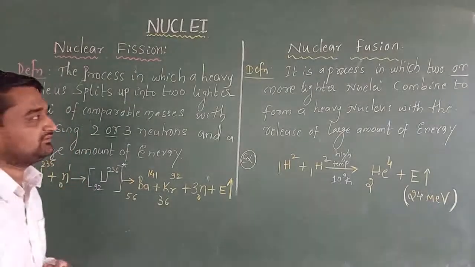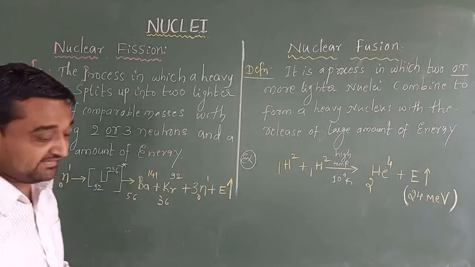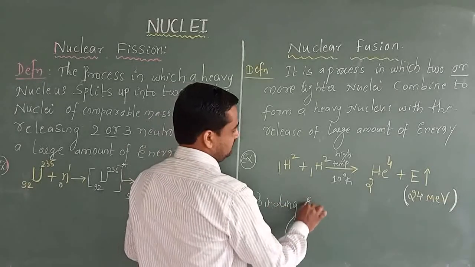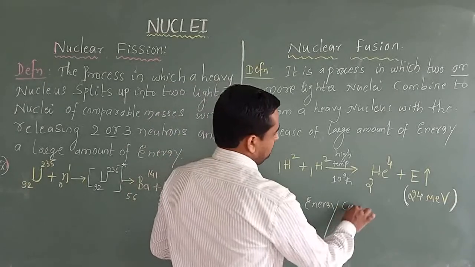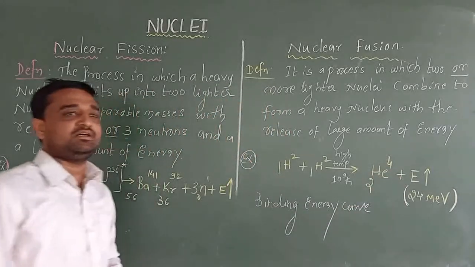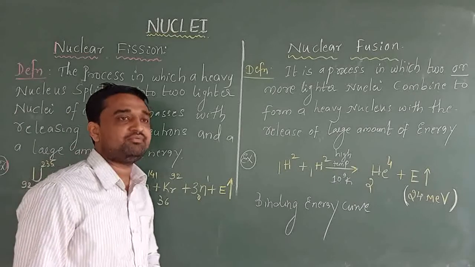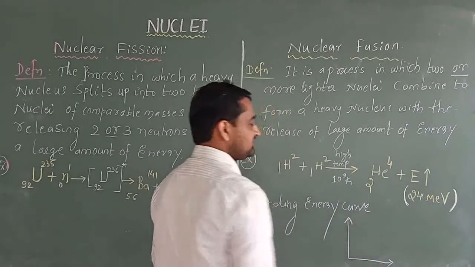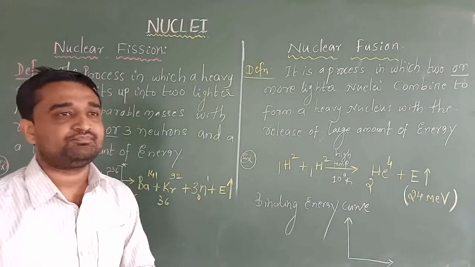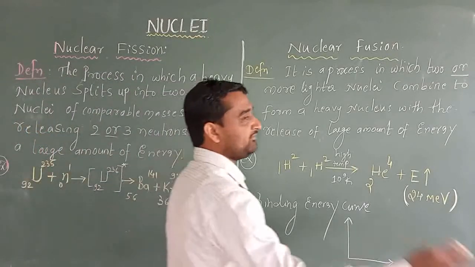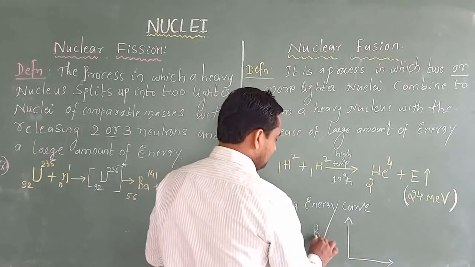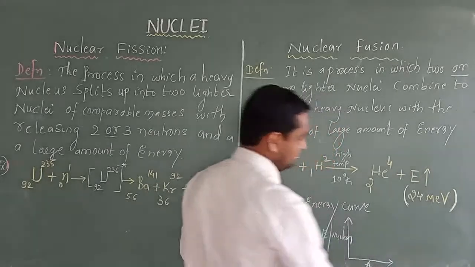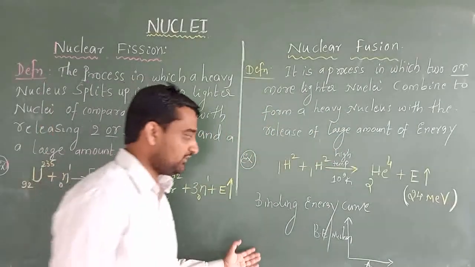And also in the previous class we have discussed the binding energy curve. You all know what the binding energy curve is. It is the graphical representation of the variation of the binding energy per nucleon versus the atomic mass number of different nuclei. So that graph, binding energy per nucleon versus the atomic mass number, we have discussed in the previous class.